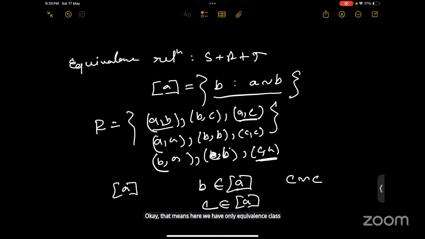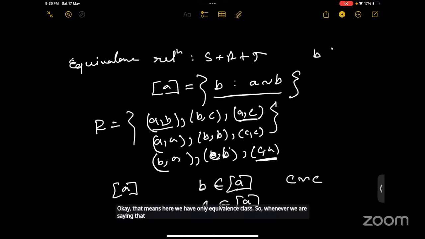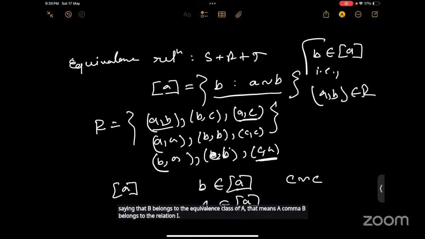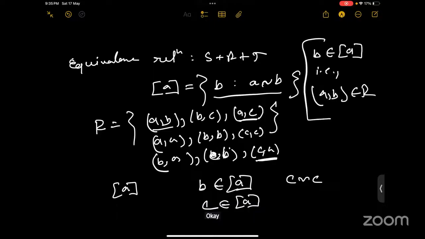So whenever we are saying that B belongs to the equivalence class of A, that means A comma B belongs to the relation R. Okay. And this is what we symbolize as A is related to B. That means A comma B belongs to R. Is it clear? It is the definition of equivalence class.